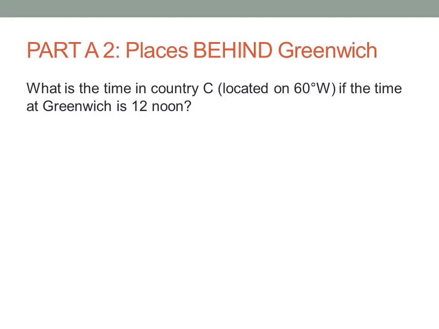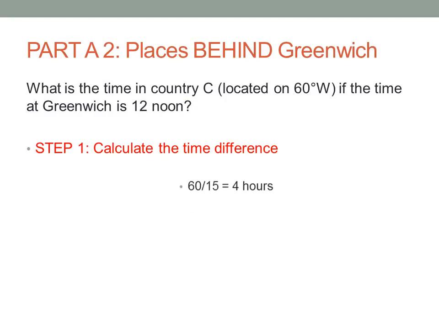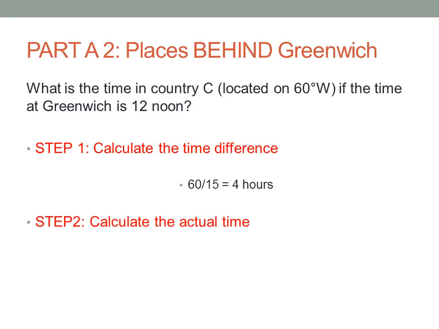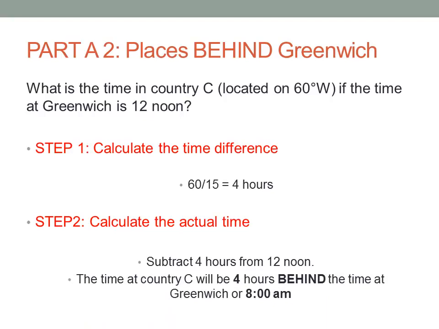Again, our first step is to do what? That's right, calculate the time difference. To do so, we're going to divide 60 degrees by 15, which will give us 4 hours time difference. To calculate the actual time, what should we do for this worked example? If you've guessed that we need to subtract the time difference from 12 noon, then you are correct. We're going to subtract 4 from 12 noon. The time at country C will be 4 hours behind the time at Greenwich, or 8 a.m.